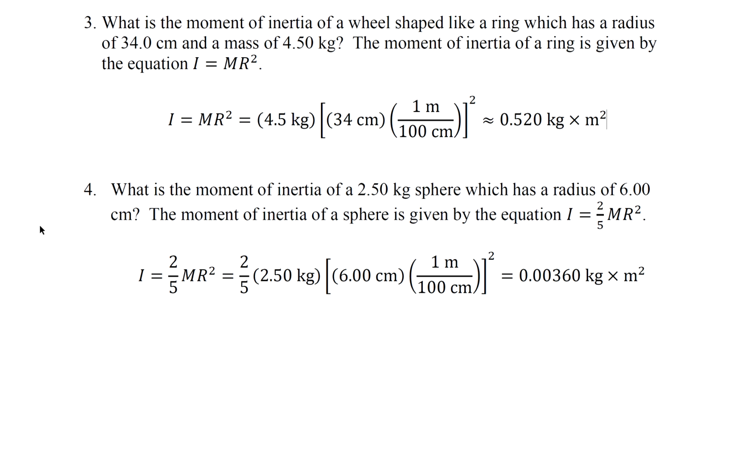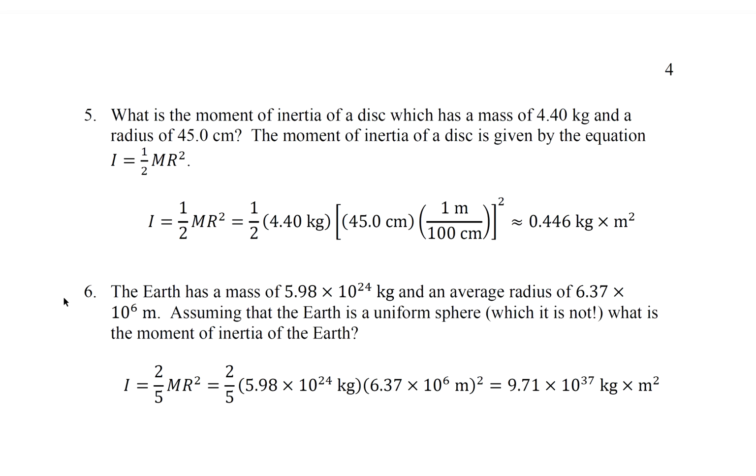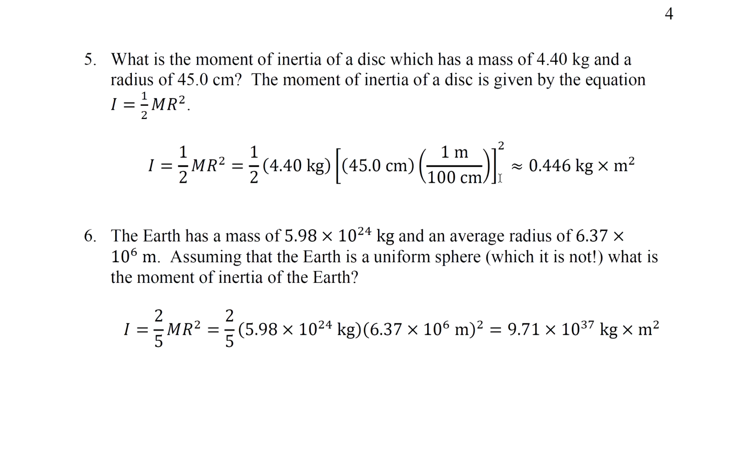Question 4. What is the moment of inertia of a 2.5 kilogram sphere which has a radius of 6 centimeters? The moment of inertia of a sphere is given by the equation 2/5 mr². So we get this. Question 5. What is the moment of inertia of a disk which has a mass of 4.4 kilograms and a radius of 45 centimeters? The moment of inertia of a disk is given by the equation this. This is our solution.